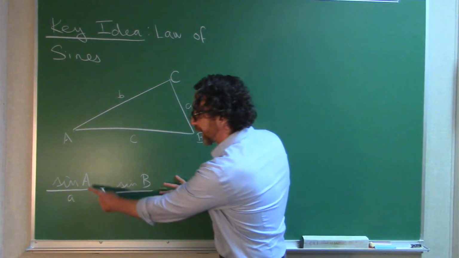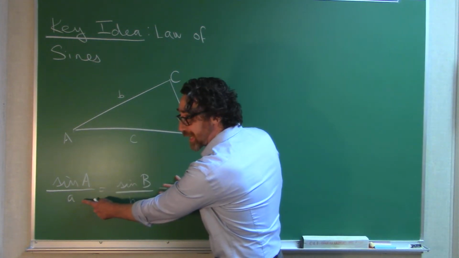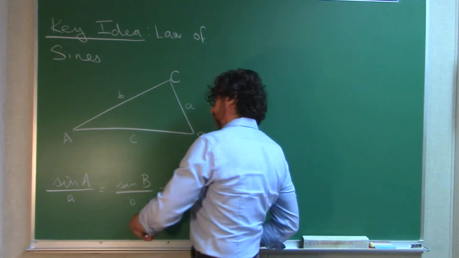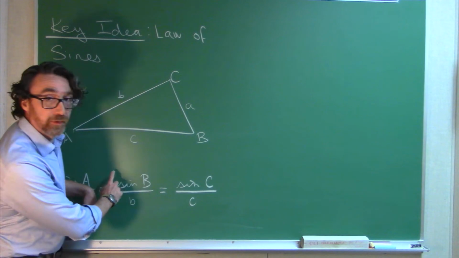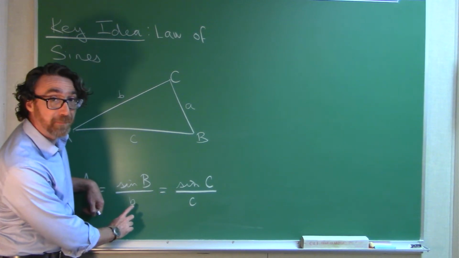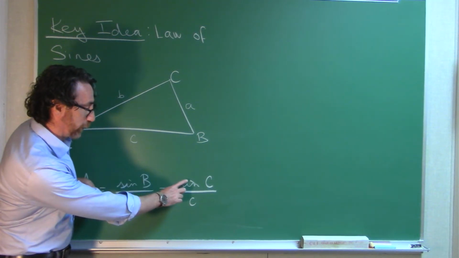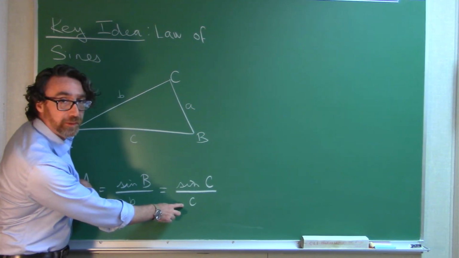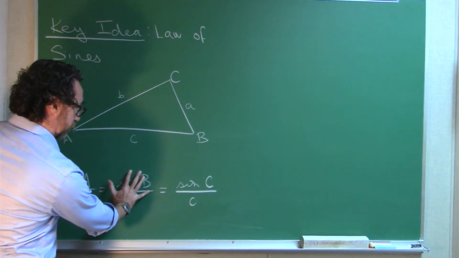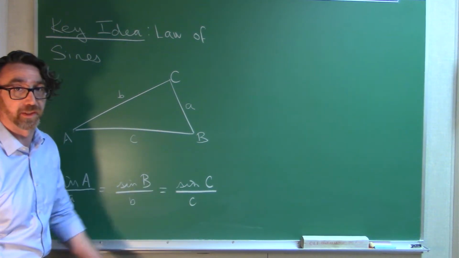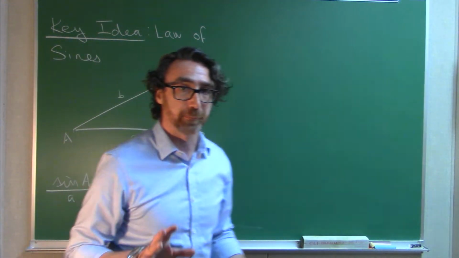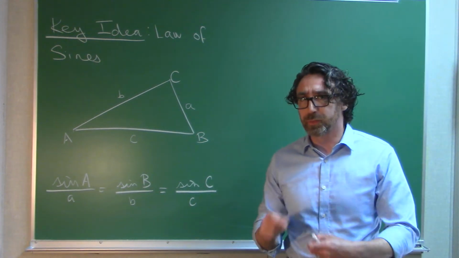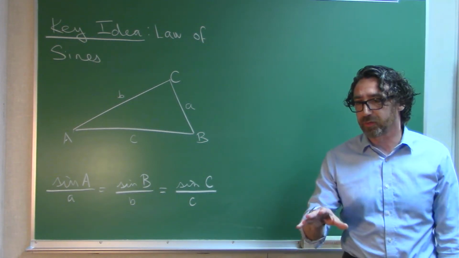So if I take sine A over side a, that should be equal to sine B over side b. If I take sine B over side b, that should be equal to sine of angle C over the length of side c. And of course I could eliminate the middle too. Sine A over a should be equal to sine C over c. And this is actually a really helpful thing for doing some indirect measurement and solving triangles.